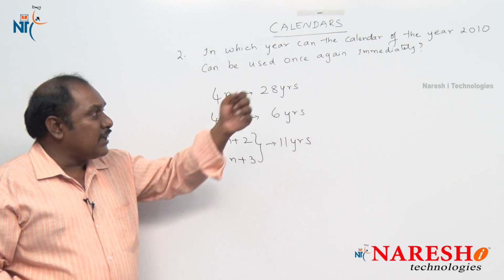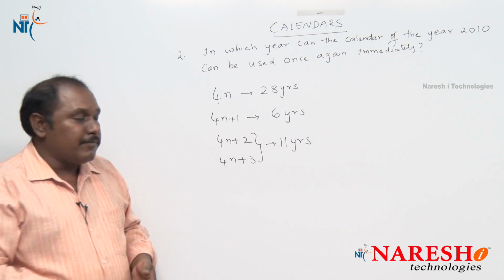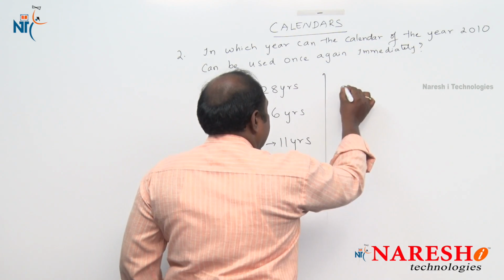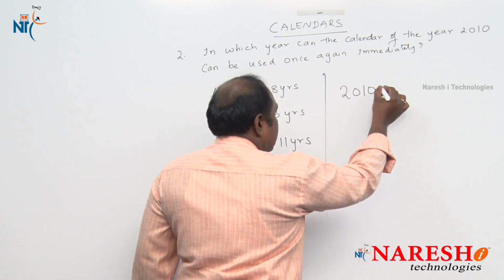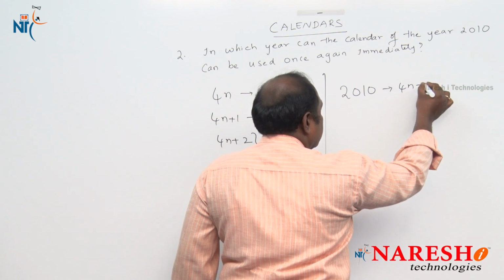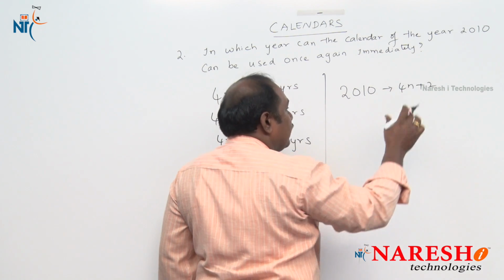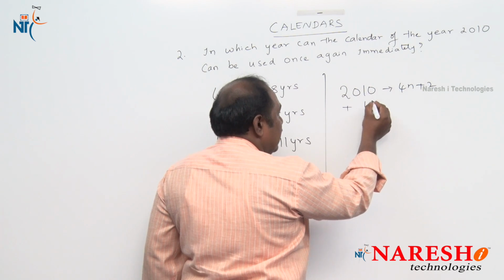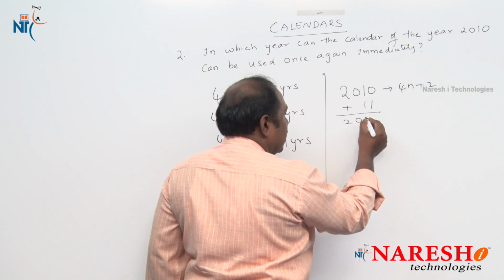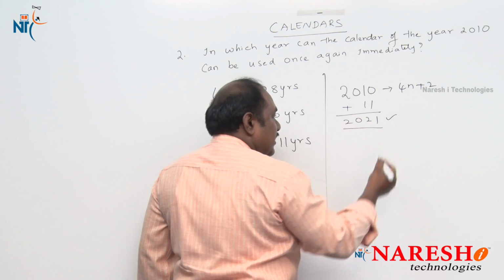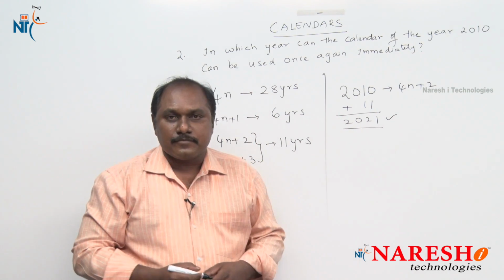Now, I want to use the calendar of the year 2010 once again. 2010 is in which form? 2010 is in the form of 4n plus 2 because 2008 is a leap year. So I can use this calendar after 11 years. 2010 plus 11 is 2021. So you get the answer directly.